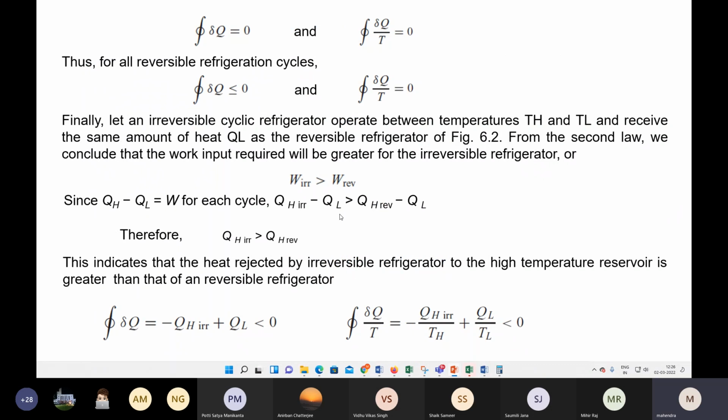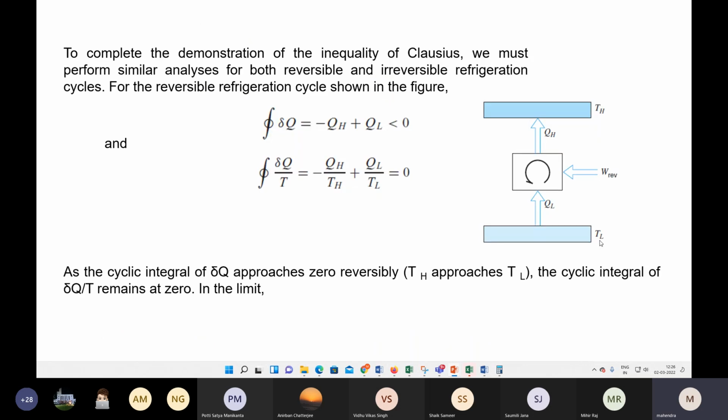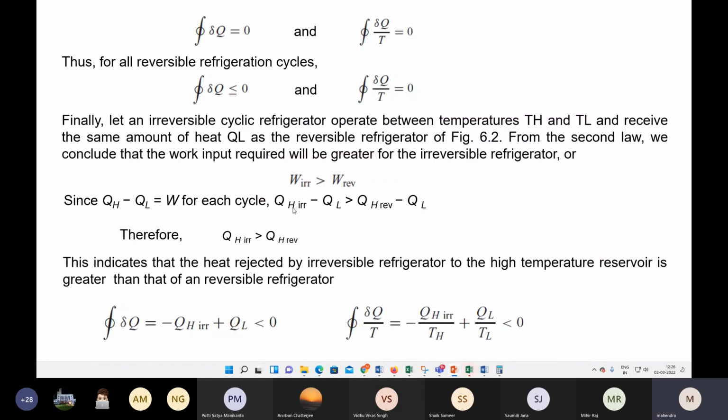And here what are we considering? QL for both is the same. This QL is the same for both. Rejection QH would be something different for the reversible engine and the irreversible engine. Okay, that way.